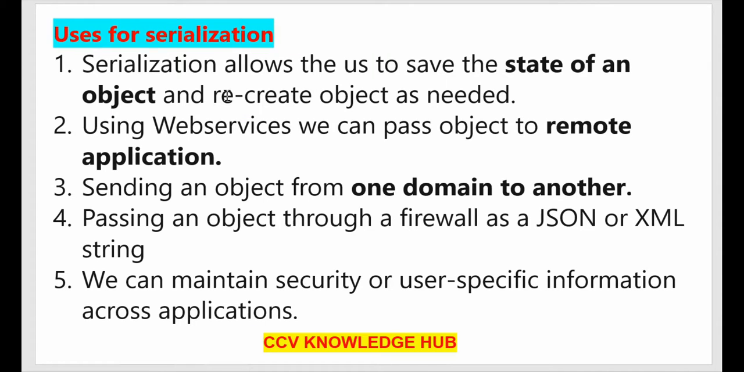Right. So next, what are the uses of serialization? Serialization allows us to save the state of an object, and we can recreate it whenever we want. Using web services, we can pass objects to remote applications, send an object from one domain to another domain, and pass an object through a firewall as JSON or XML formats. We can also maintain security or user-specific information across applications. So all these are the uses of serialization.